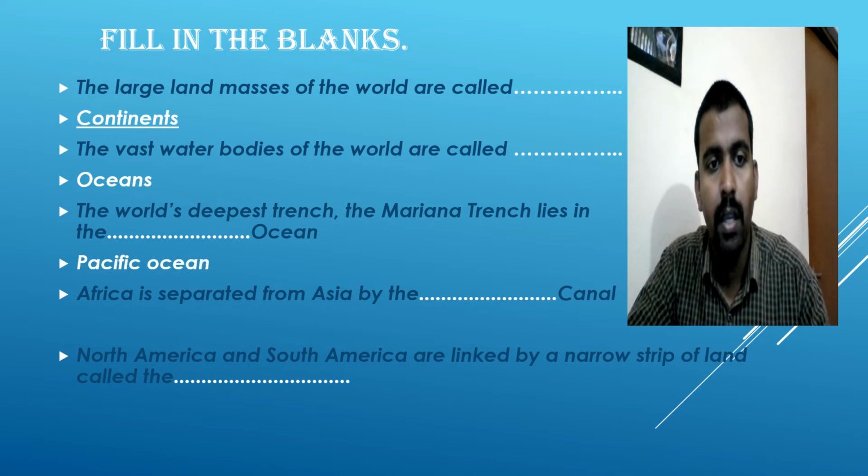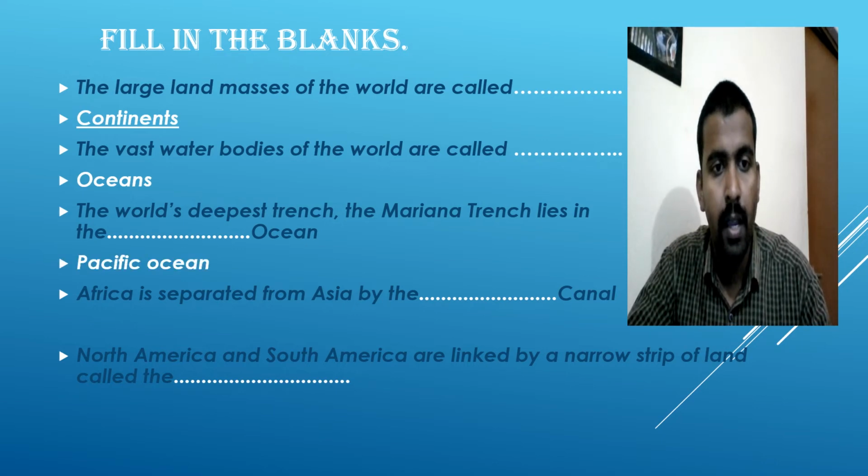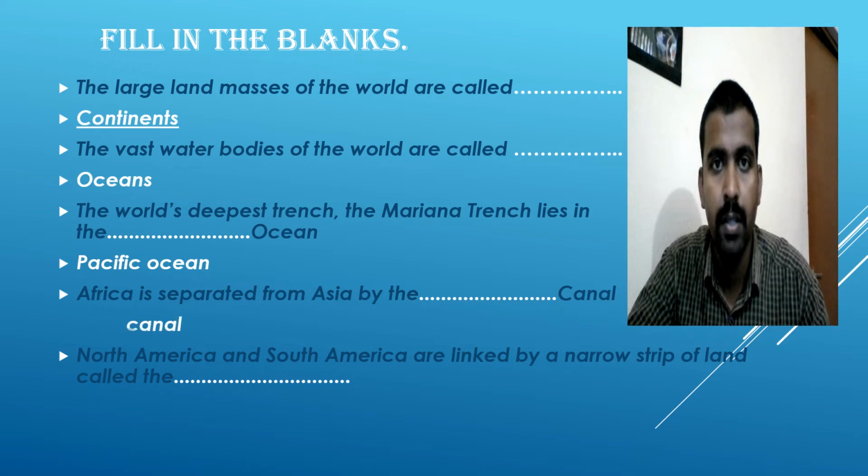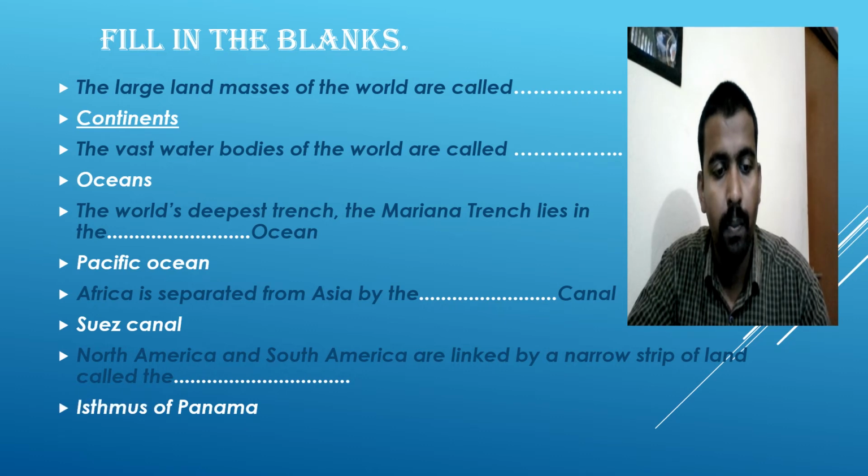Answer is Pacific Ocean. Africa is separated from Asia by the dash Canal. Answer, Suez Canal. North America and South America are linked by a narrow strip of land called the dash. Answer, Isthmus of Panama.